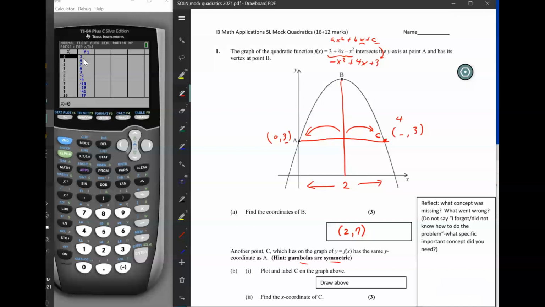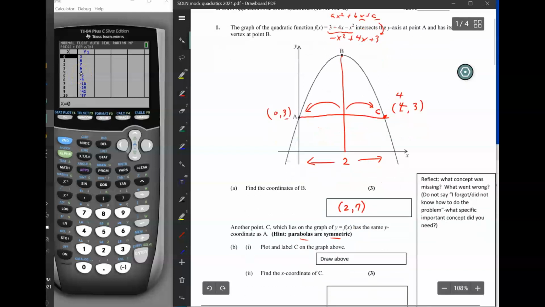Another way to do it would be to check the table. We are already on the second table. Let's look on the table to see if we can find the points with the y coordinate of 3. 0, 3, we knew that one. If we scan down, look, 4, 3 also is on the quadratic. So we've done it a couple different ways. We know that the other point is 4, 3. So we could just write that the x coordinate is 4.